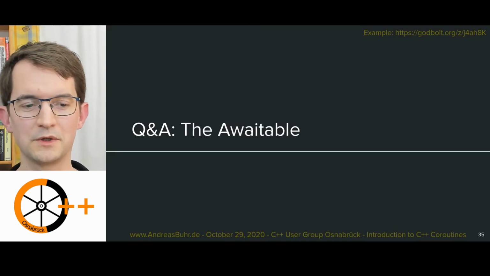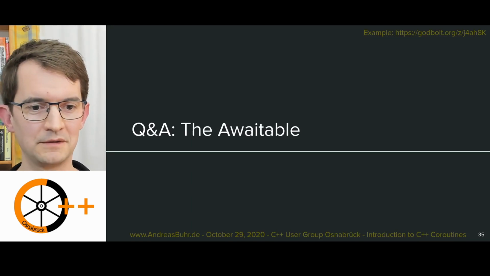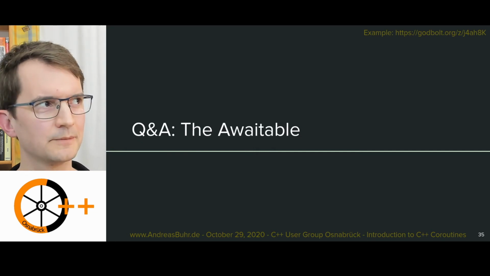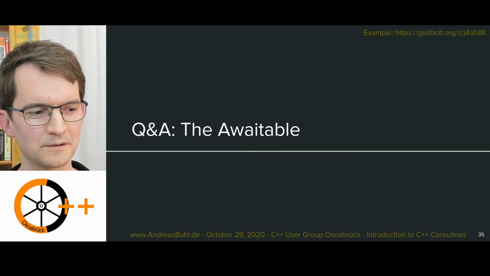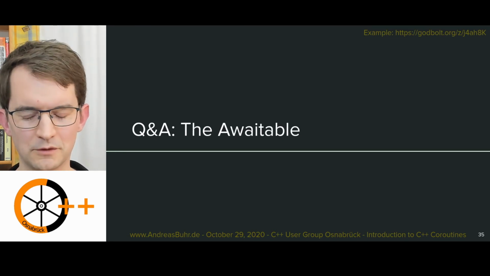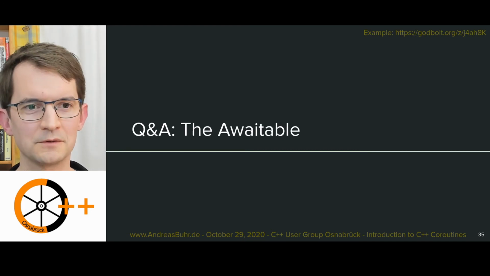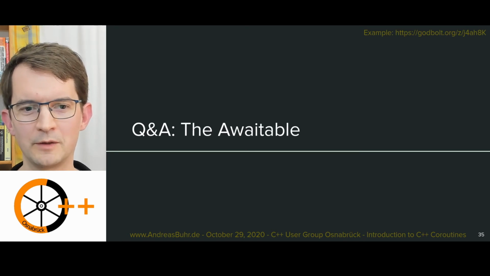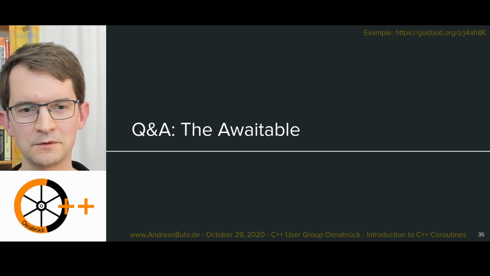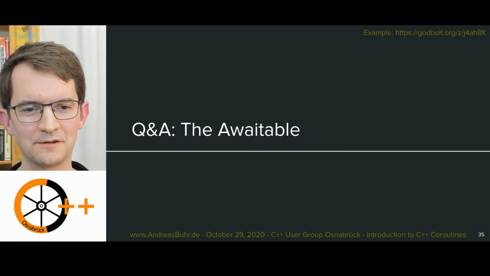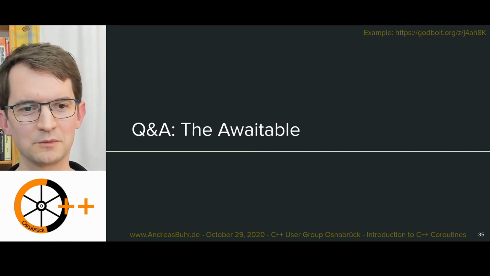Q&A, that's all about the awaitable. Questions about the awaitable? I don't know whether I understood the question correctly. It is about who gets control when the coroutine suspends. And it is always the caller. So resuming a coroutine is just like a function call, but instead of executing the full function, you execute the coroutine from one suspension point where it is currently suspended till the next suspension point.